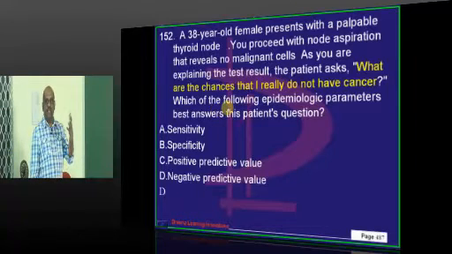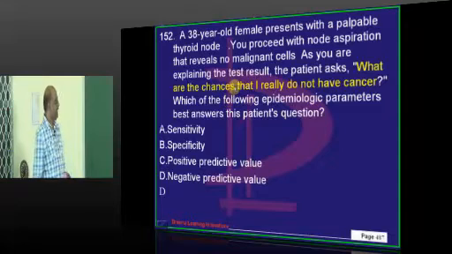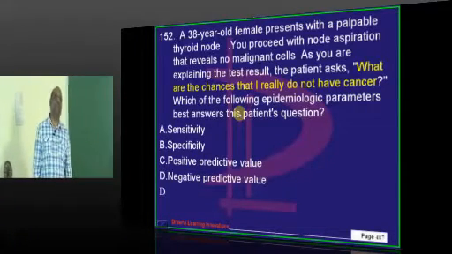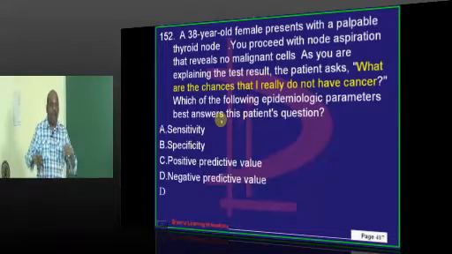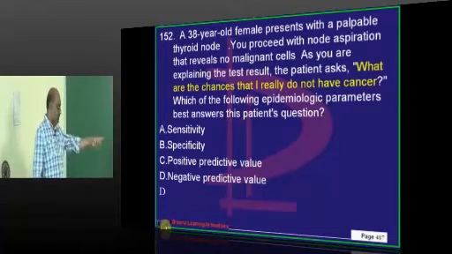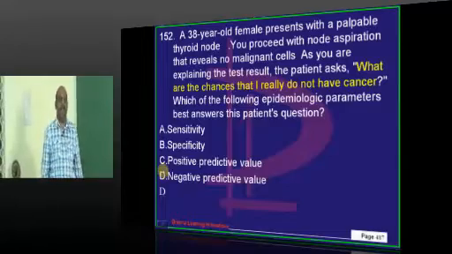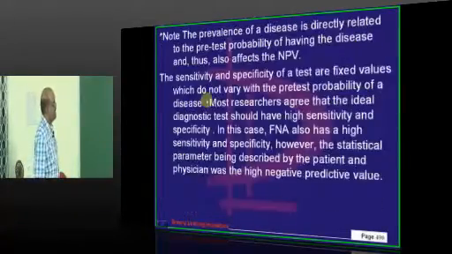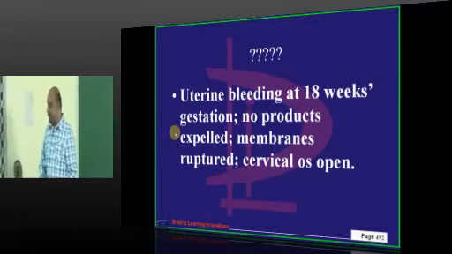Now, doctor, coming to 38-year-old female with thyroid nodule, she is asking a question. What are the chances that I really do not have cancer? So, which part of the screening test is going to prove that? It is the negative predictive accuracy. Can you confidently say she will not have it? Negative predictive. Can you confidently say she has it? Positive predictive. That is the fundamental difference. Now, doctor, shoot me an answer.